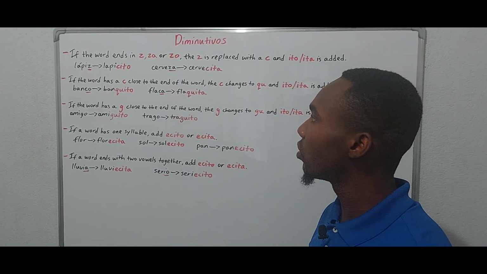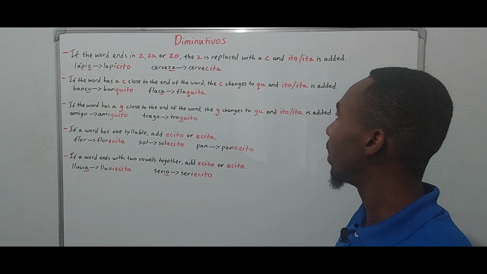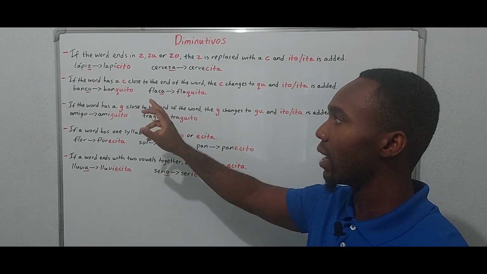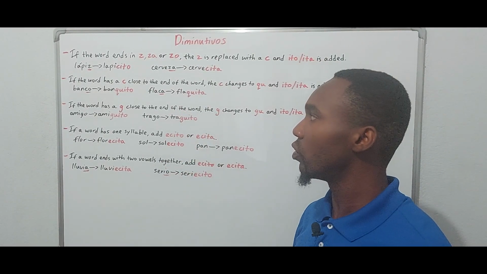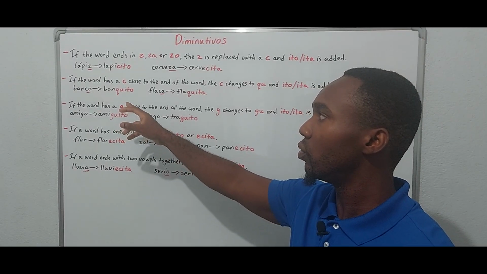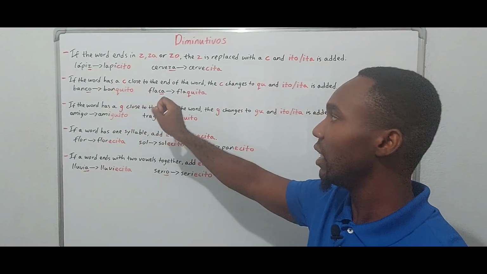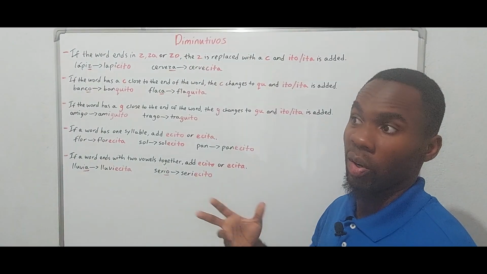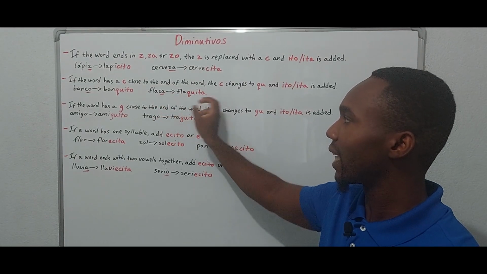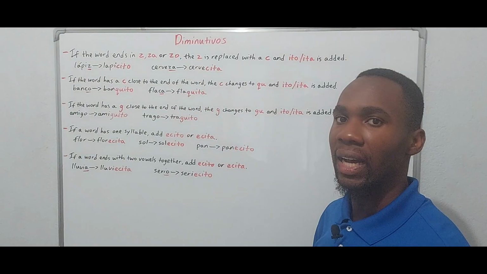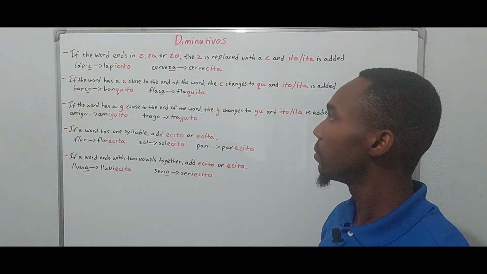If the word has a C close to the end of the word, the C changes to QU and ito or ita is added. So banco, which is the word for bank or bench. Banquito, so the C changes to QU and, of course, the last letter is removed. Banquito, so little bench. Flaca becomes flaquita because flaca could be a noun or an adjective. Flaquita.